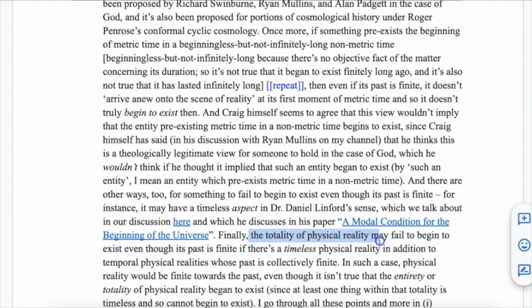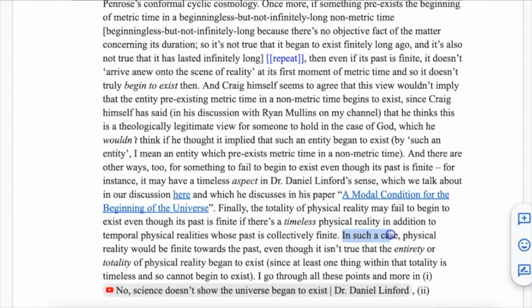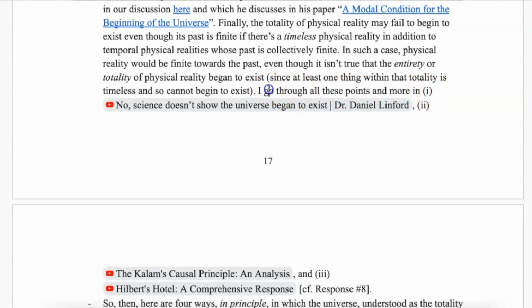Finally, the totality of physical reality may fail to begin to exist, even though its past is finite, if there's a timeless physical reality in addition to temporal physical realities whose past is collectively finite. In such a case, physical reality would be finite towards the past, even though it isn't true that the entirety or totality of physical reality began to exist, since at least one thing within that totality is timeless and so cannot begin to exist. I go through all these points and more in these videos here.